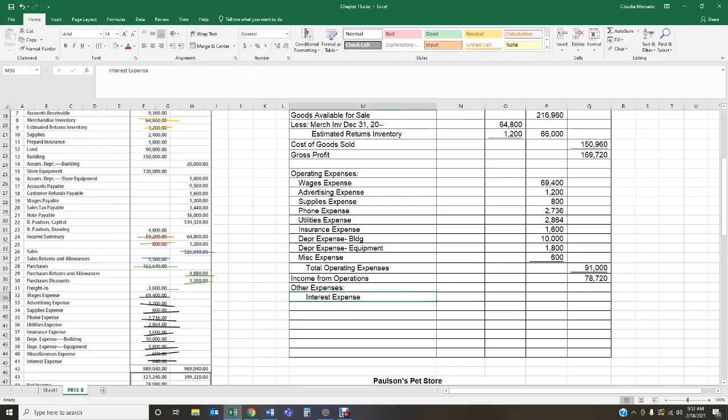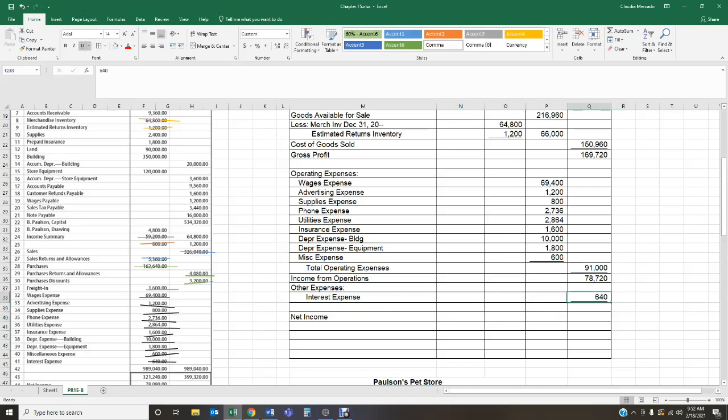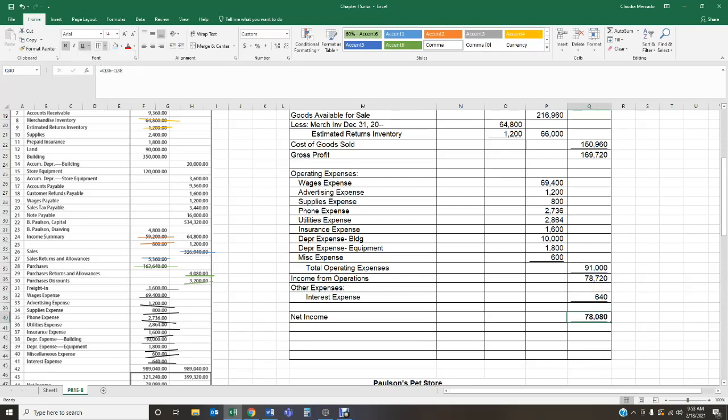$640. Interest expense, $640. Okay. I'm going to put that over here. And now we can finally get our net income. So my net income is going to be my income from operations minus my interest expense. That's going to give me net income of $78,080. Okay. Let me highlight this. Here we go.